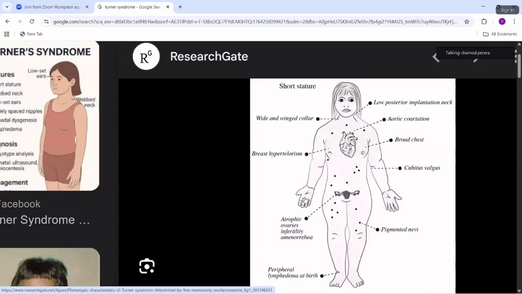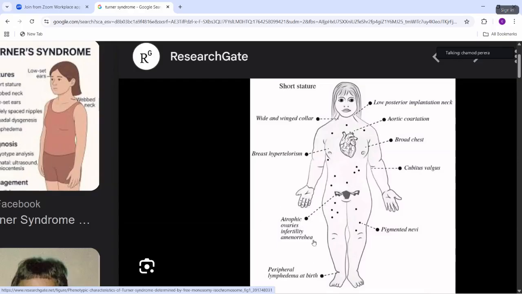And then come to the arm. They get cubitus valgus in the arm. And then look at the nipples. Yeah, they get breast hypertelorism, so nipples are wide apart. And in the heart, they get three things: coarctation of the aorta, the adult type coarctation, bicuspid aortic valve, and also hypoplastic left heart syndrome is associated with Turner syndrome.